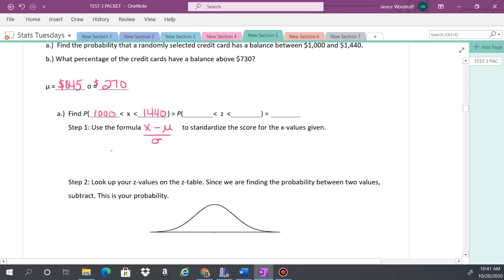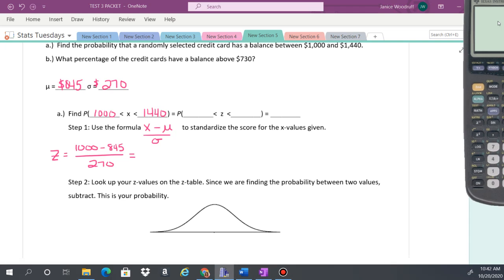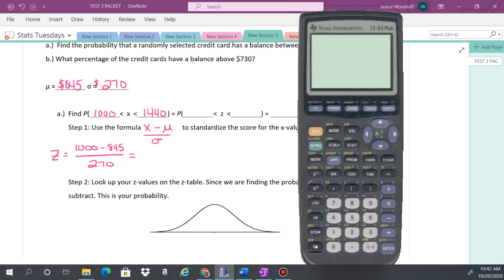Okay, so we're going to do that for both of these, changing our X value each time. The first one, our X value is 1,000. Our mean is 845, and our standard deviation is 270. So we're going to work that formula: 1,000 minus 845, divided by 270. That's going to give us 0.574.